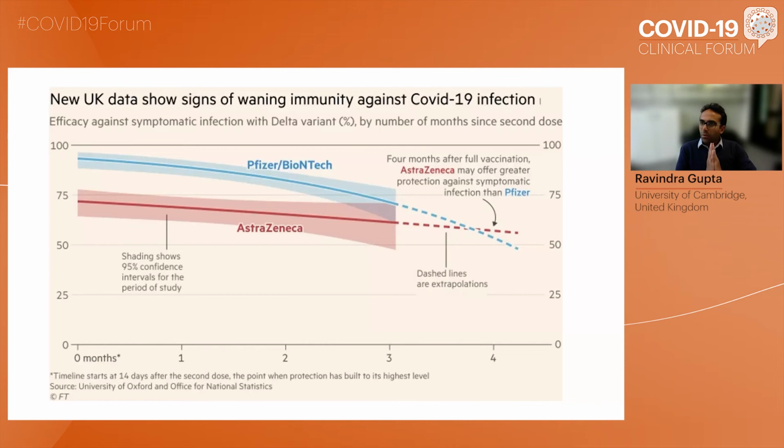So what about vaccine waning? Well, you can see here that, of course, over time, this is an analysis that was in the Financial Times, but actually the source was University of Oxford and the ONS, where they've shown that as time goes on after the second dose, the efficacy against symptomatic Delta infection falls rather gradually for AstraZeneca, but more steeply for the Pfizer-BioNTech mRNA platform. And you can see that by 3 months, the protective efficacy against symptomatic infection has dropped quite significantly.